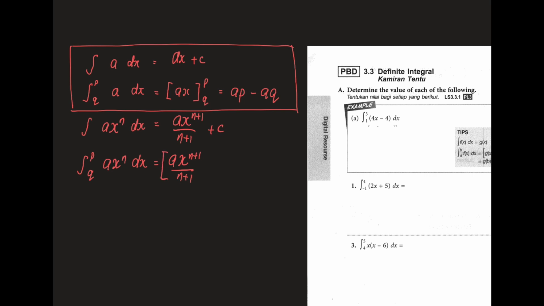We just put a square bracket straight away, and then we put the upper limit followed by the lower limit, and we use the upper limit first by substituting p into x. Then we get ap to the power of n plus 1 over n plus 1, minus, now we use the lower limit. We substitute the lower limit into x, so aq to the power of n plus 1 over n plus 1. So this is the second situation.